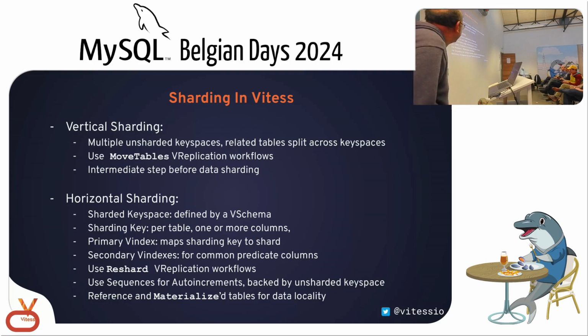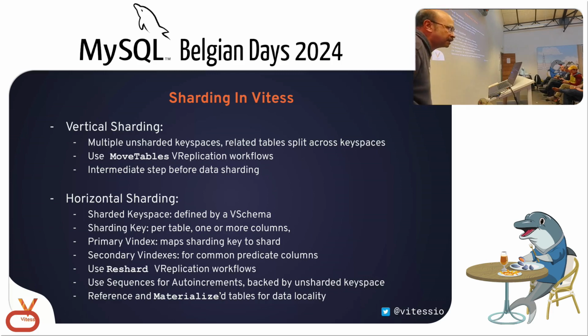Then there's also something called a Vindex, which is a mapping function that takes the values in these columns and maps them to a particular shard. You could also have secondary Vindexes. Let's say you have a lot of different common where clauses. You could create Vindexes which point to specific shards for the values in those columns. That's all done automatically behind the scenes. There's a concept called reshard replication workflows. We will look at that a couple of slides later.